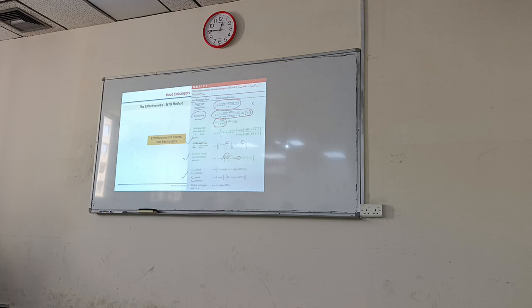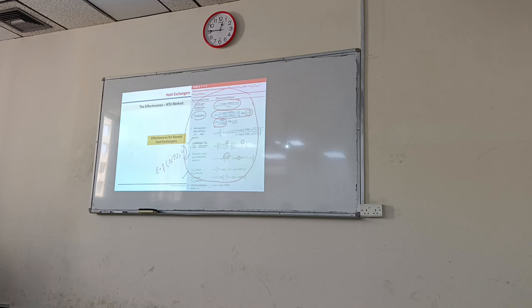So now we'll discuss it, but this is a chart or a table of equations of effectiveness as a function of these two numbers, NTU and C. Interesting thing is, I'll explain it, it's coming. What is C equal to 0? Yes, we have a separate slide to discuss this. Okay, yes, you're right.